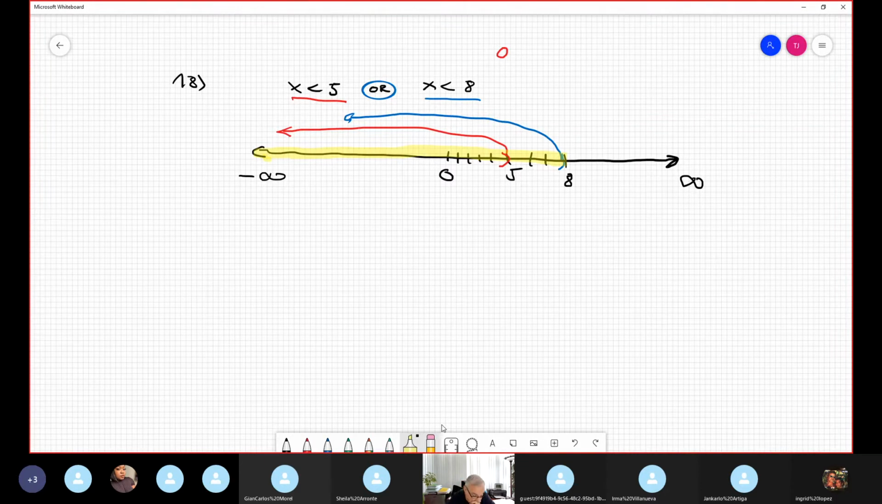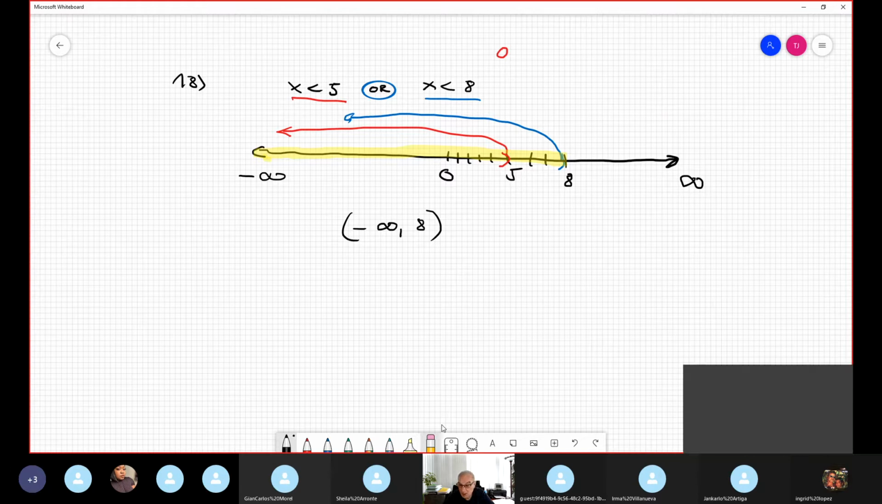Day one, you are doing the graphical approach. That's it. The graph is like that, the yellow part from negative infinity. The famous interval notation is from negative infinity, comma 8, parenthesis. Does everyone understand this idea very well? Because it's union, right? It's union.